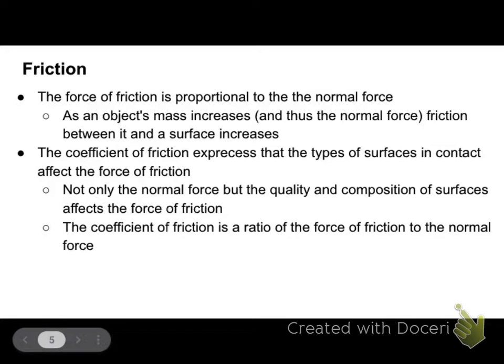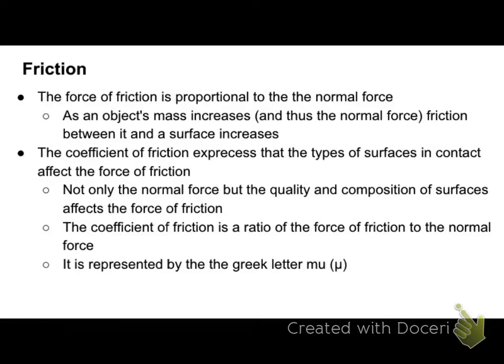The coefficient of friction is a ratio of the force of friction compared to the normal force. So it's represented by the Greek letter mu, which is that fun little symbol there, which should be the command button and the letter M on your computer should produce that symbol. I looked it up.